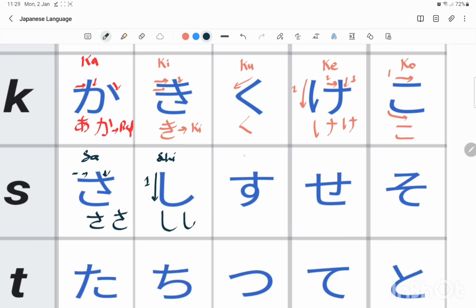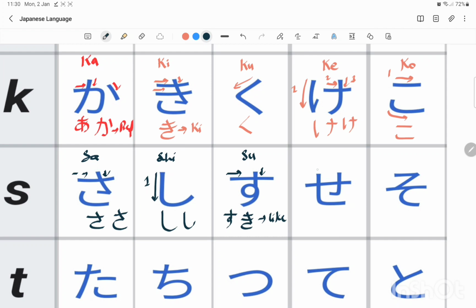नेक्स्ट वन इज सू. ओके. Next one is su. So this is first character stroke, and this is second stroke. So first stroke, then second stroke. If I add su with ki, तो बनता है suki, which means like. Okay, suki means like.